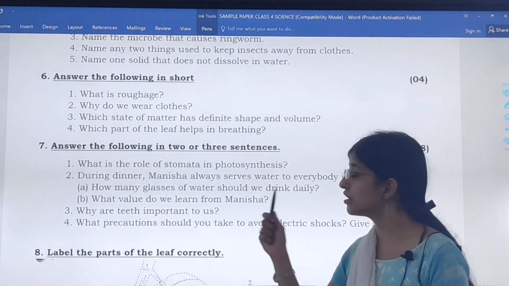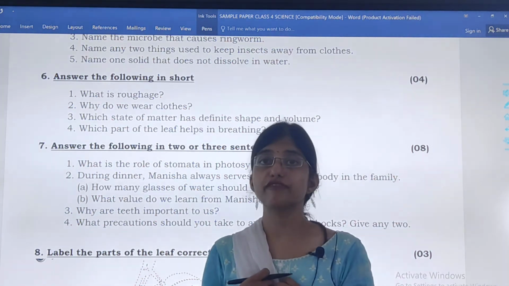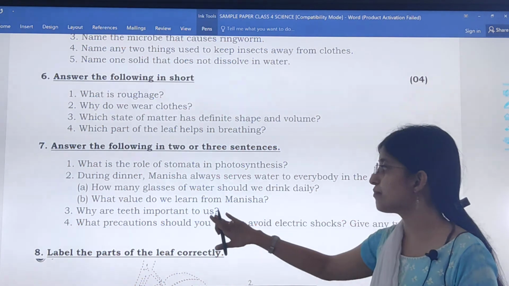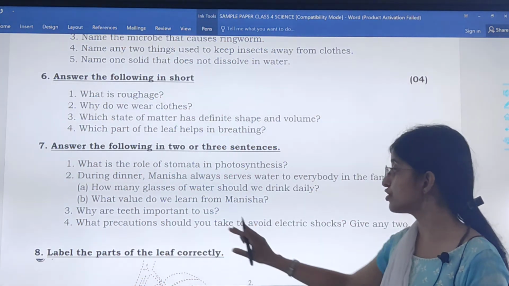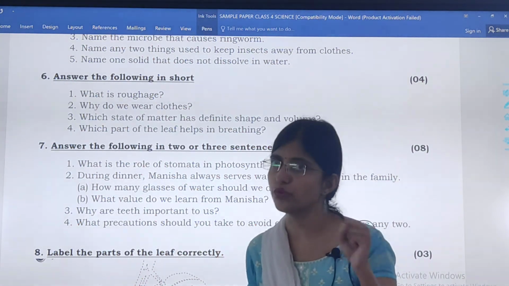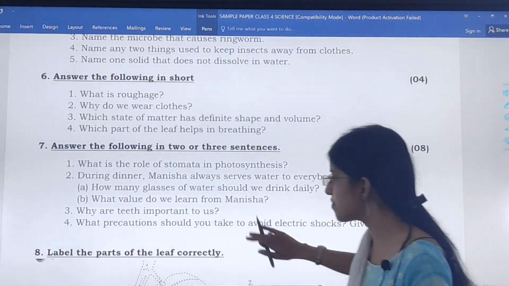What value do we learn from Manisha? We learn the value of caring. Why are teeth important to us? What precautions should you take to avoid electric shocks? Give any 2. These 2 are your homework.